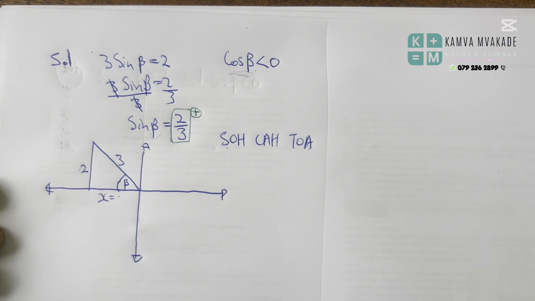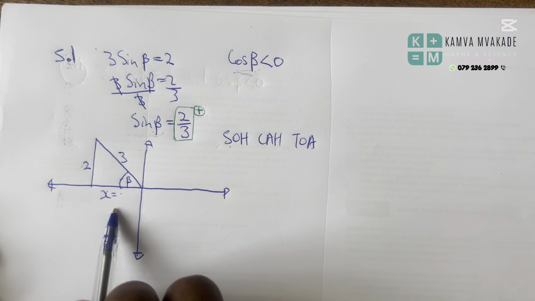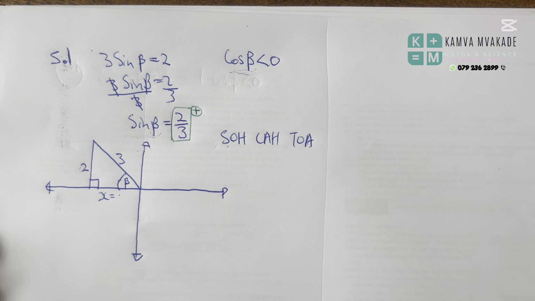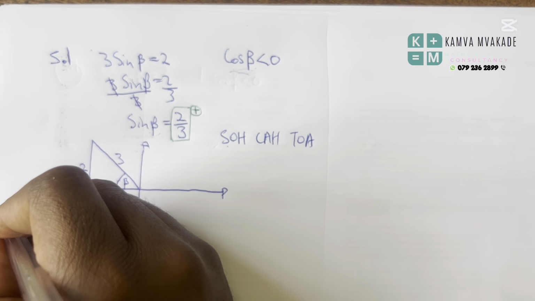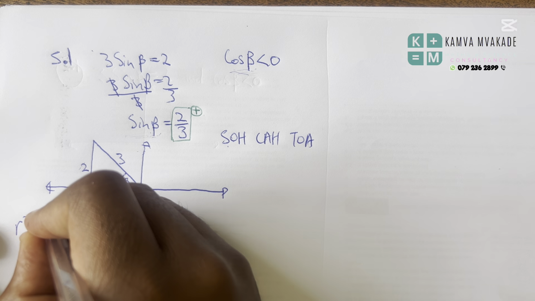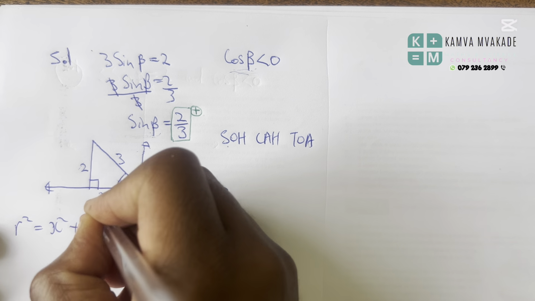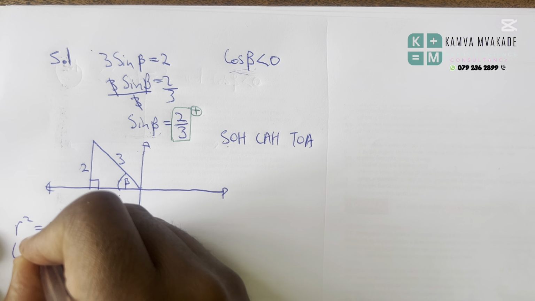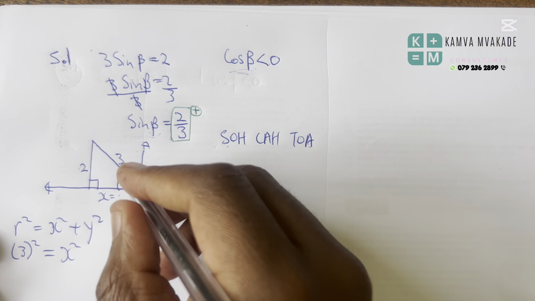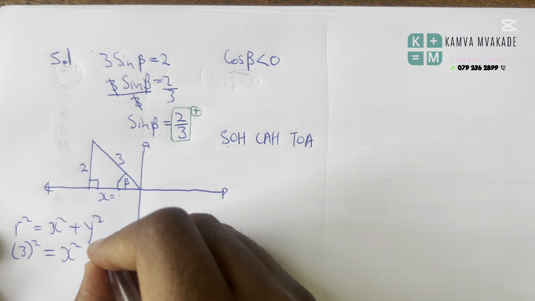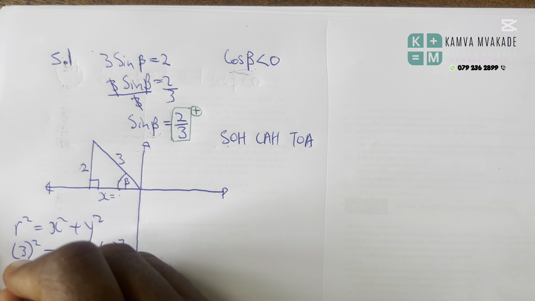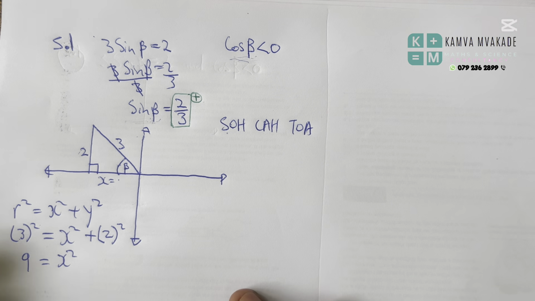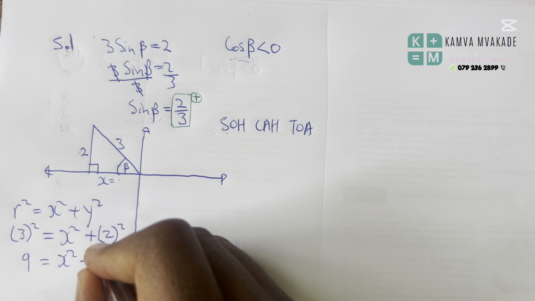Because this is a right angle triangle, we're going to make use of Pythagoras theorem. The hypotenuse squared is equal to x squared plus y squared. So 3 squared, and then we're looking for x, and y is 2 squared. 3 squared is going to give us 9, equals x squared plus 2 squared, which is 4.